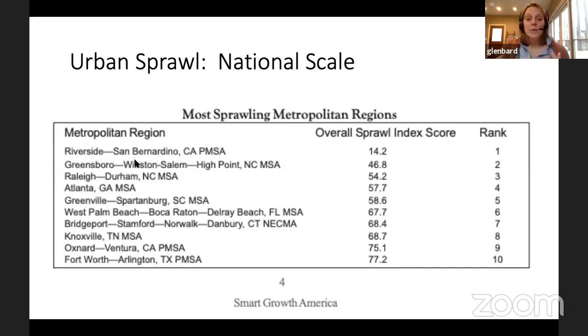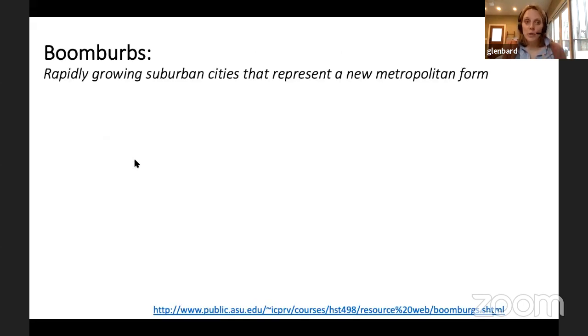So one of the things that we take a look at is how do you keep up? Think how big that Riverside metropolitan region is. How do you keep up? And so what's happening are these boom burbs. These are rapidly growing suburban cities that represent a new metropolitan form.